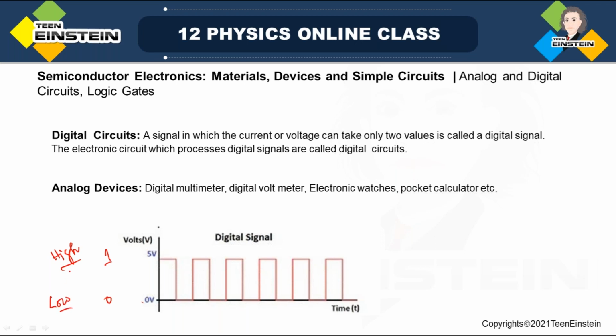So in digital circuits, your signal can be either high or low at a particular time. It cannot have both. So a digital circuit takes 0 or 1, or high state or low state.